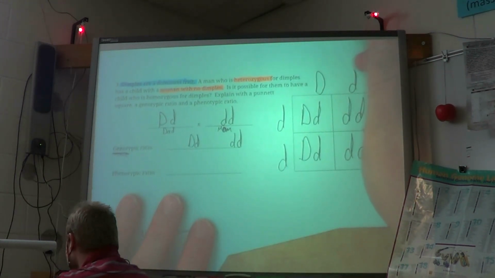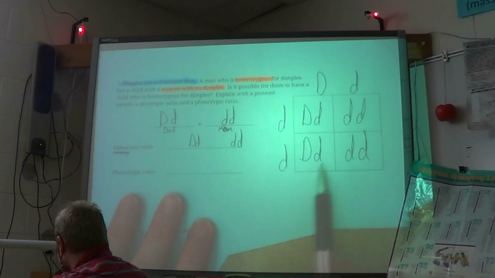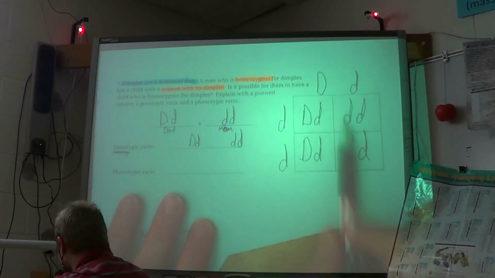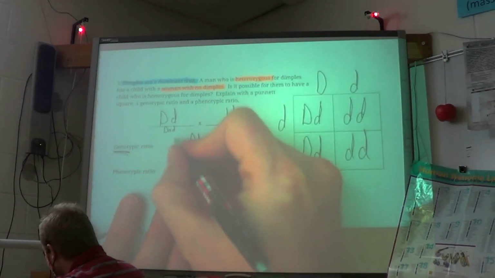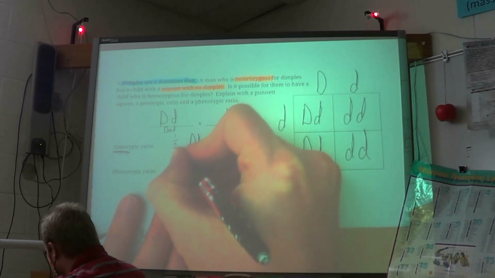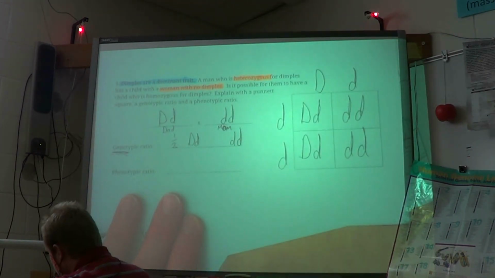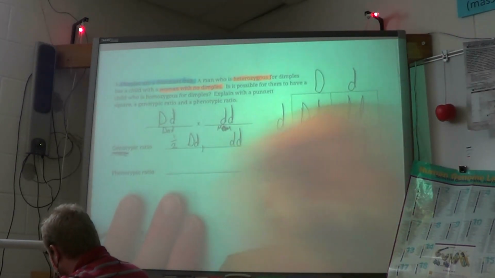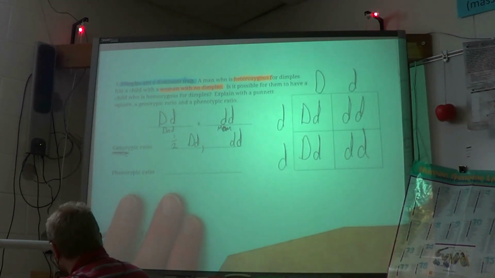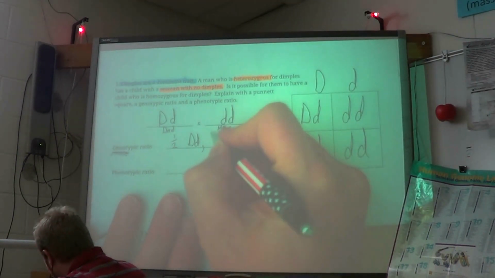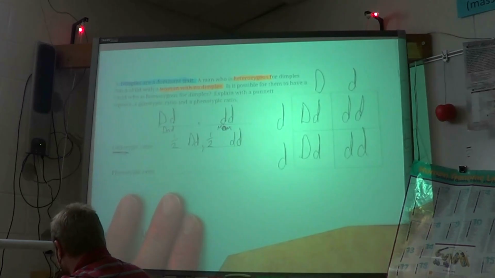So, of the big D, big D, big D, little d, little d, little d, we count up out of the 4 boxes how many of them are big D, little d, and it's 2 out of 4 or 1/2. And how many are little d, little d? Again, it's 2 out of 4 or it's 1/2.